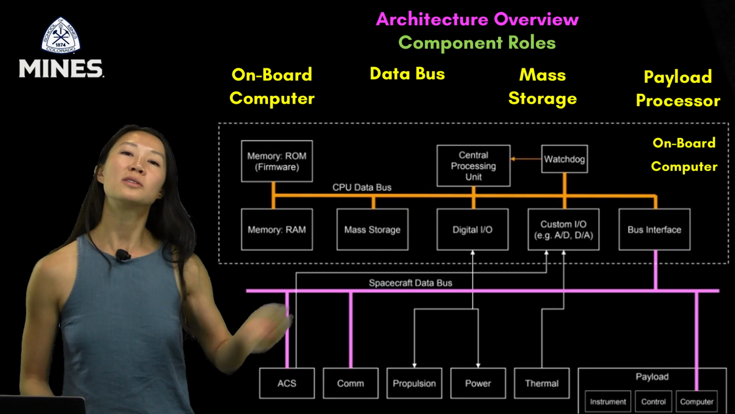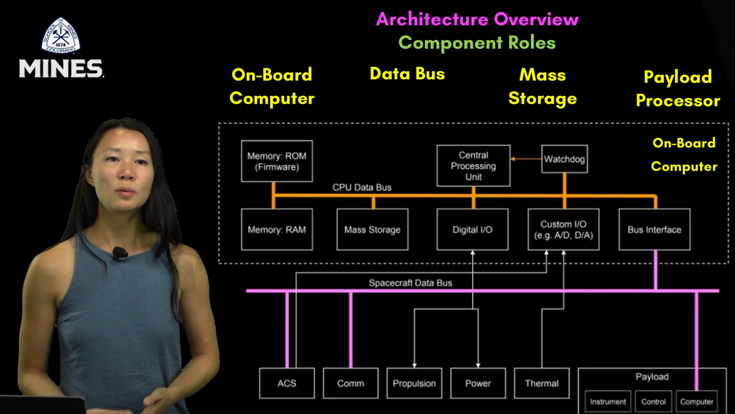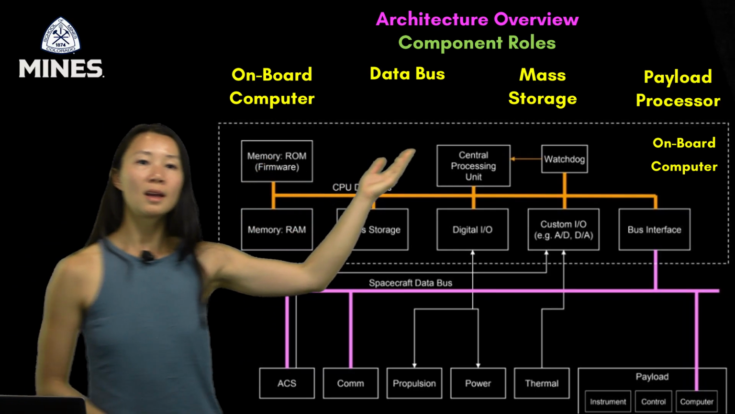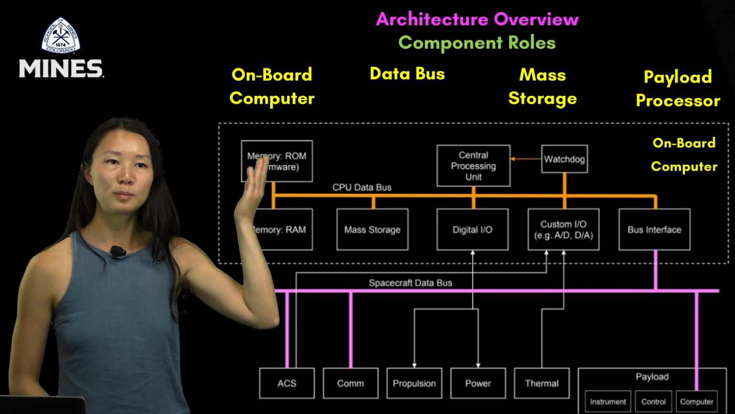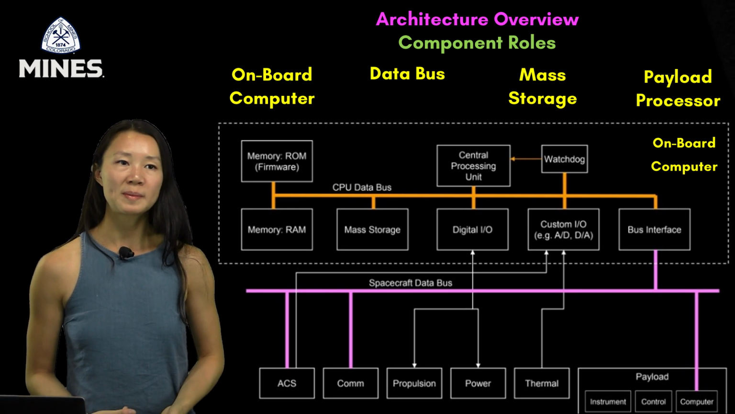This diagram shows the overall architecture of a CDH system, and we'll focus on four key components: the onboard computer, the data bus, mass storage, and the payload processor. Let's begin with the onboard computer, or OBC, right here. This is the central brain of the spacecraft.